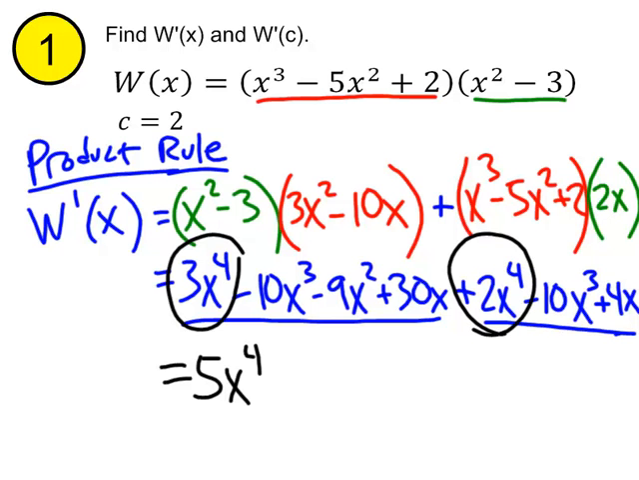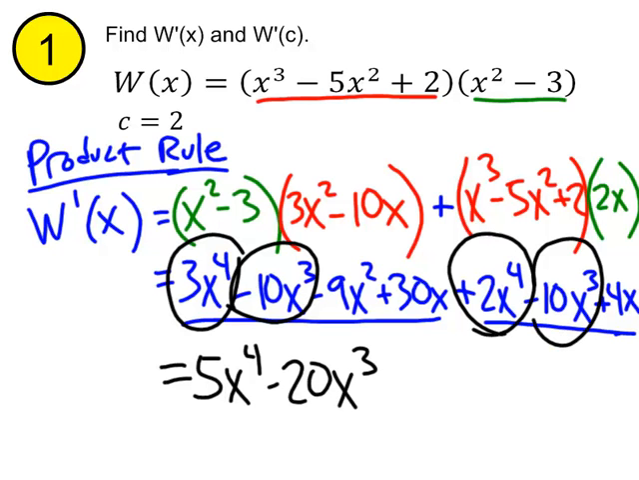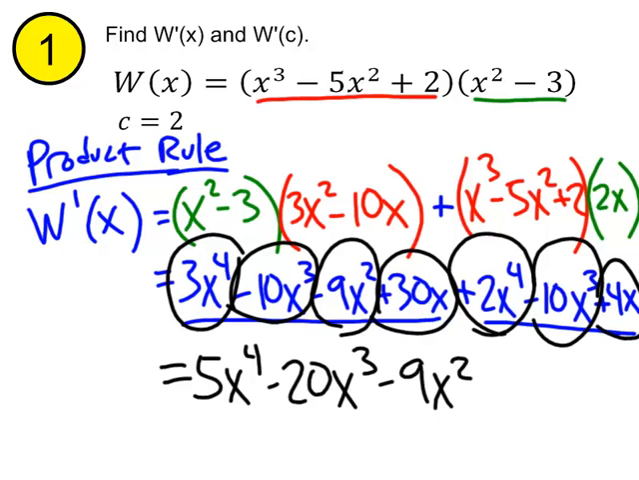Now I'll look for third degree terms, minus 10x cubed minus 10x cubed gives me minus 20x cubed. I've only got one quadratic term, minus 9x squared. And then the two linear terms, 30x and 4x gives me plus 34x. And guess what? That is our w prime of x.